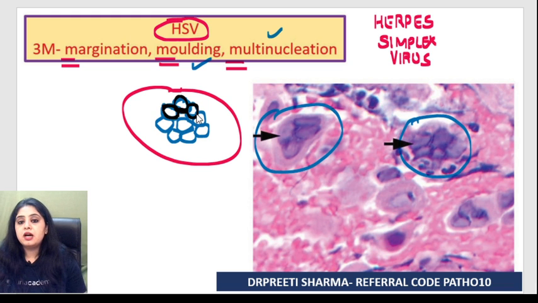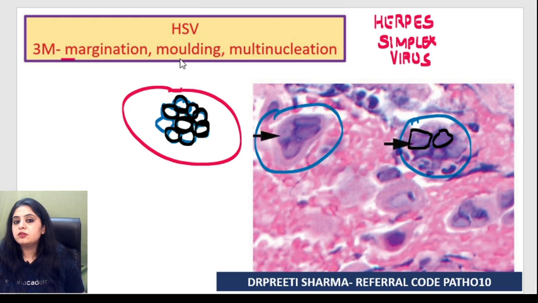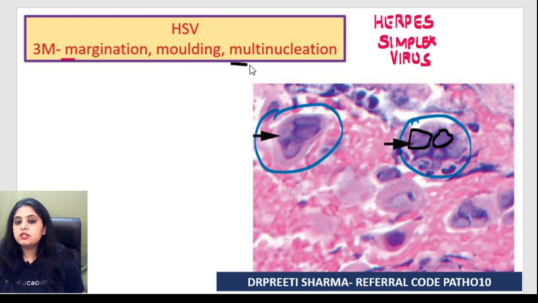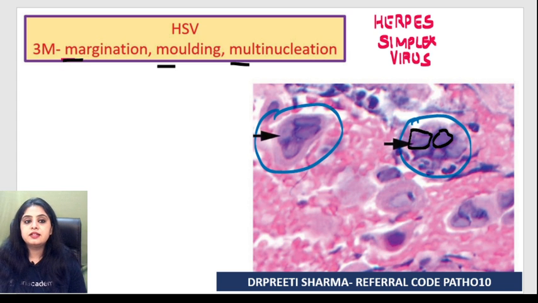The periphery, the margin of every nucleus is very dark, and the center is very light. Margin is dark, center is light. So that is known as margination of chromatin. Please remember, what are the 3 M's of HSV? The 3 M's of HSV include multinucleation, molding, and margination, with which your giant cells are done.